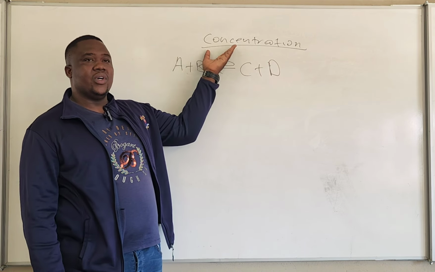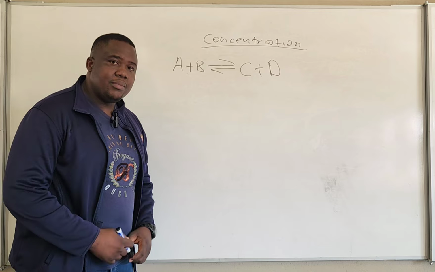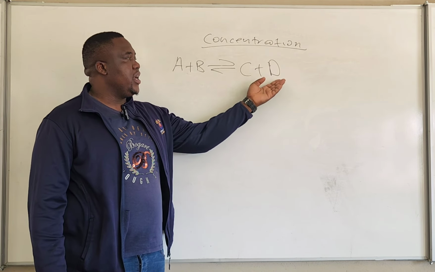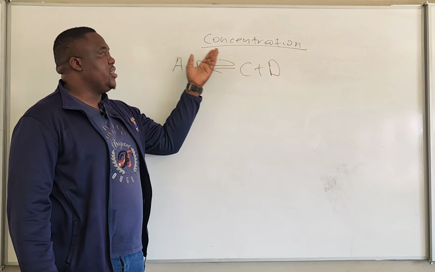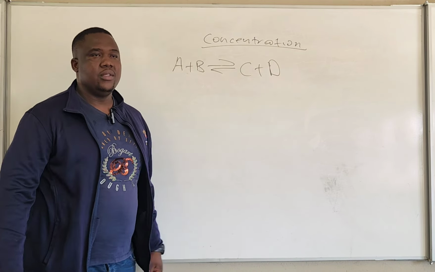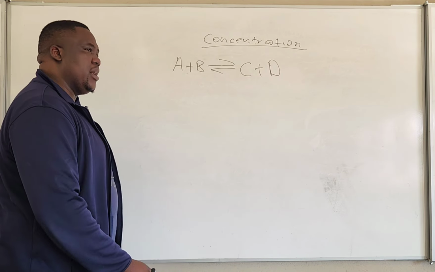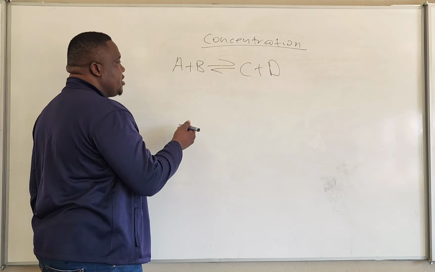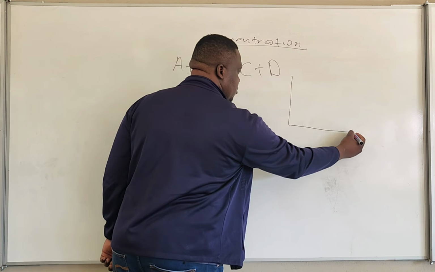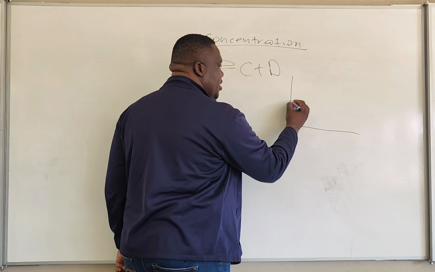Okay, I want to talk about how concentration can cause a shift in equilibrium position. So we have a reaction A plus B forming C and D. I was saying the forward reaction forms C and D, and the reverse reaction forms A and B. Okay, so let us see what can happen. Let's take our reaction, I'm representing it. I've got a straight line.